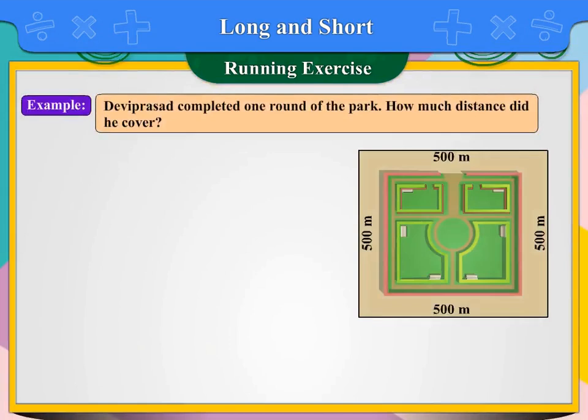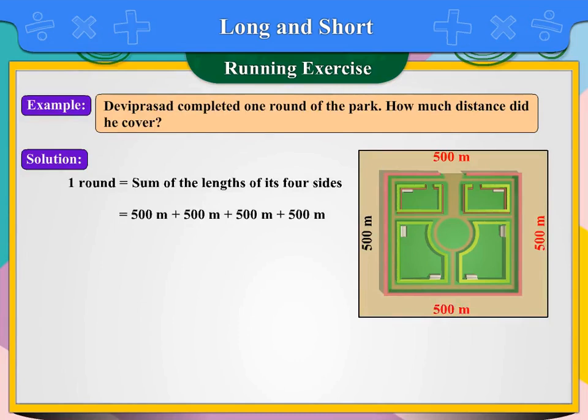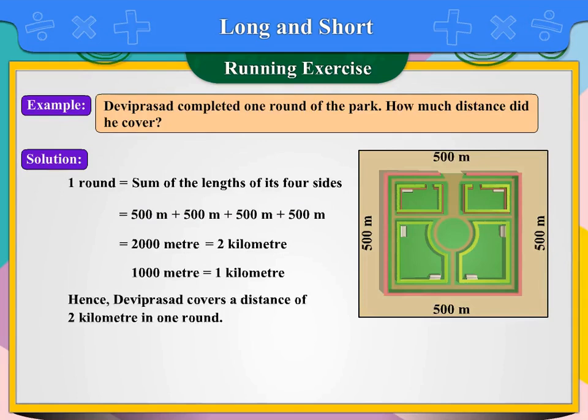Example. Devi Prasad completed 1 round of the park. How much distance did he cover? Solution. This park is square. That means 1 round is equal to sum of the lengths of its 4 sides, which is equal to 500 meter plus 500 meter plus 500 meter plus 500 meter is equal to 2000 meter. We know 1000 meter is equal to 1 kilometer. So, 2000 meter is equal to 2 kilometer. Hence, Devi Prasad covers a distance of 2 km in 1 round.